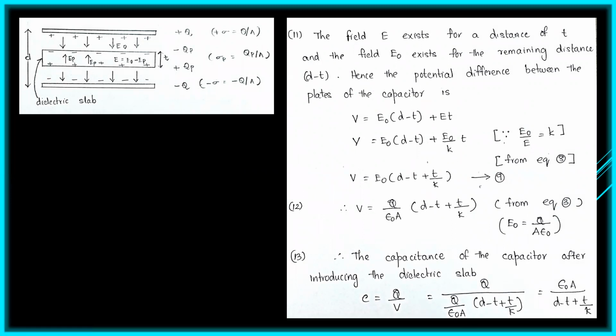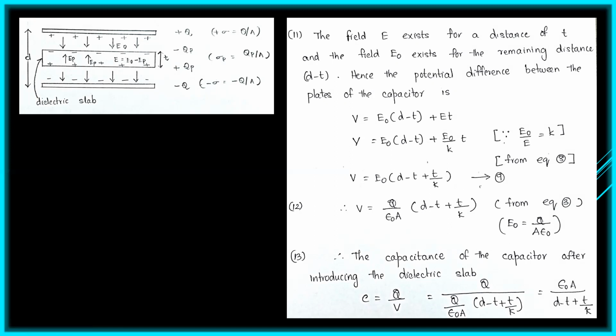After that, the capacitance of a capacitor after introducing the dielectric slab, C is equal to Q by V, the fundamental equation of capacitance. Q is equal to CV, therefore C is equal to Q by V. Substitute Q here and the V value in the denominator, that is equation 9, Q by epsilon naught A d minus t plus t by k. Then Q and Q will be cancelled, epsilon naught A will go up. You will get epsilon naught A divided by d minus t plus t by k. So finally, this is our derivation.